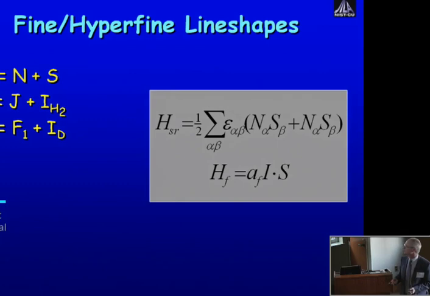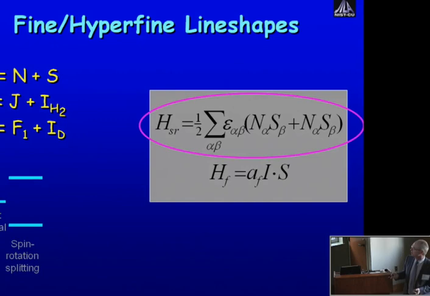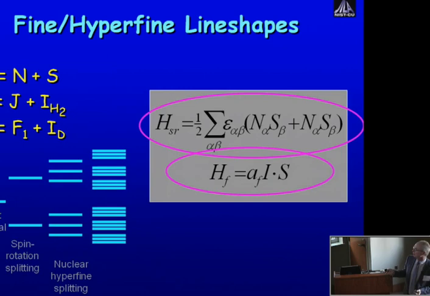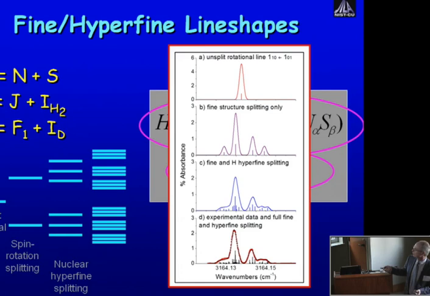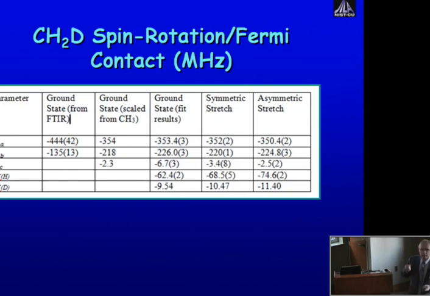So again, this is really no great shakes to the microwavers, but what you can do is look at spin rotation splitting and nuclear hyperfine, even involving the coupled pair of hydrogens and the deuterium. In essence, what this allows you to get is absolutely good spin rotation information and even partial hyperfine information for the Fermi contact interactions. And this is just a warm-up example, but it's interesting.